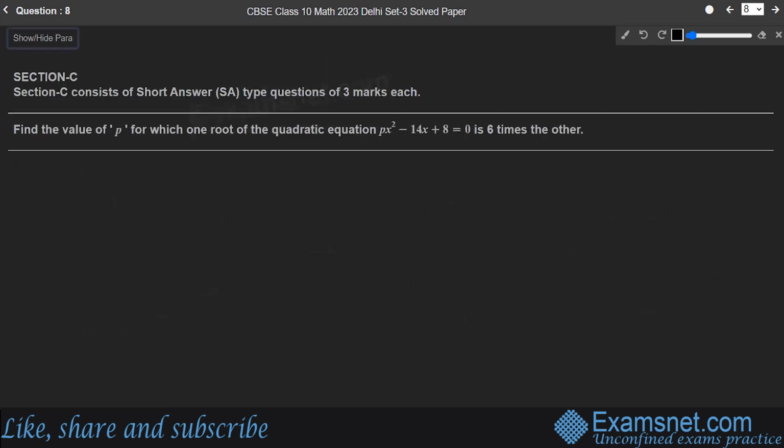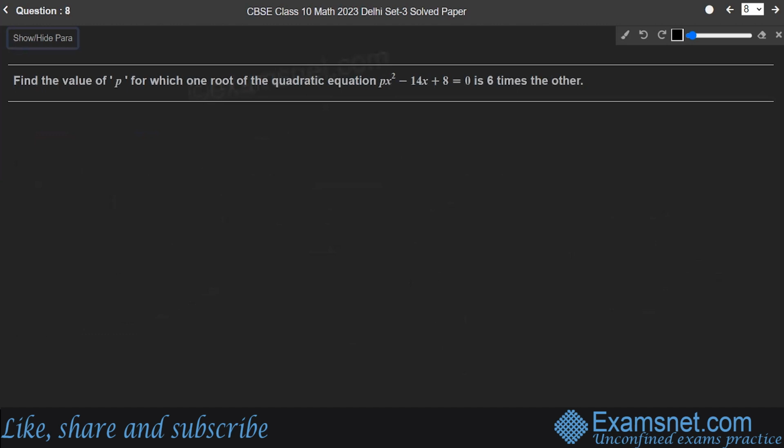Now, this is question number 8 of section C. What we are supposed to do is find the value of P for which one root of the quadratic equation is 6 times the other. So the equation is px square minus 14x plus 8 is equal to 0. That is the equation.